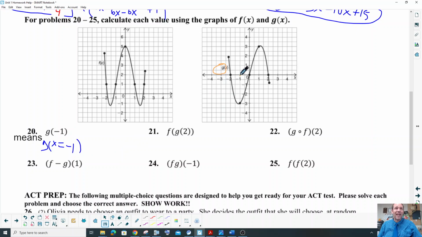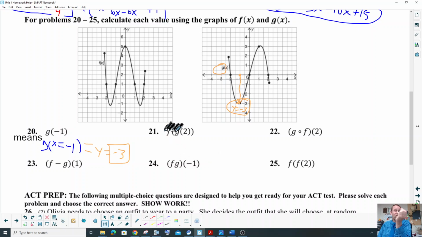That's negative 1 right there. Now it's not on the graph, so we're going to go up or down until we're on the graph. And so we're looking for that y value. That's y of negative 3 right there. And so that's going to be our answer. Y equals negative 3. So our answer is negative 3. So that's what that means. That's how easy that is.